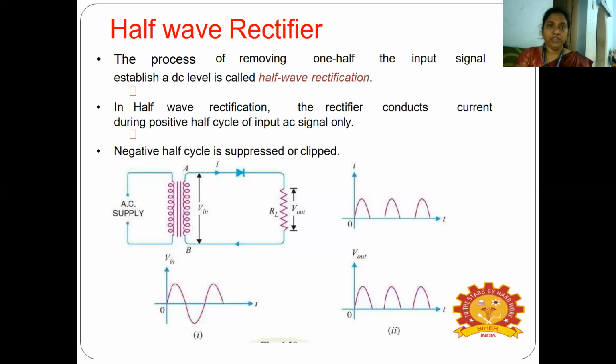So the input is a full wave AC signal, but the output is nothing but a half wave rectified signal. A half wave rectified signal means you will have only the positive output, but the negative output will not be there. In the sense, you already said that the rectifier, that is a diode, you have only one diode. That diode will conduct during only the positive half cycle of the input AC signal, and it will not conduct during the negative half cycle.